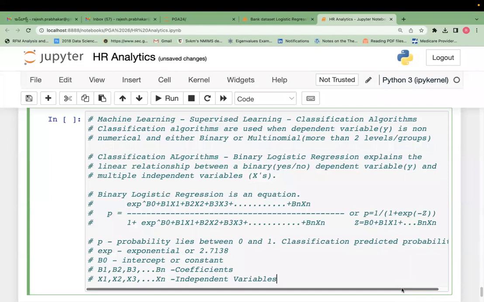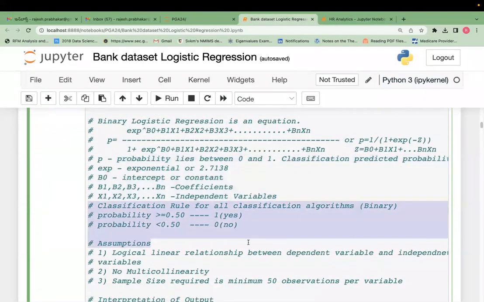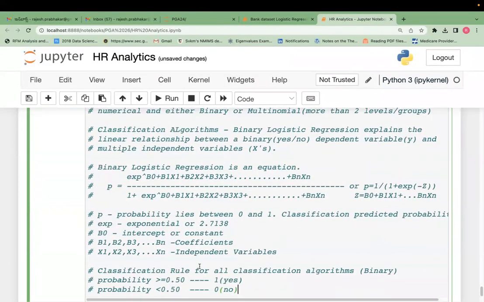Only thing is, it's a classification, so the dependent variable structure will be different, and the classification rule for all binary algorithms is this. Probability greater than or equal to 0.50 will be classified as 1. Probability less than 0.50 will be classified as 0. 1 is always yes, 0 is always no. Okay. So the classification rule is based on probability greater than or equal to 0.50.